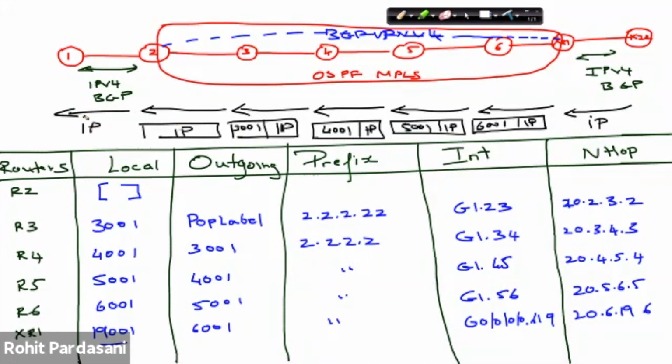Now this is when there is no VPNv4, everybody's in the global routing table. But what if I want to segregate the customer? So this time I put this customer in VRF A, and I put this in VRF A. Now, since the customers are in the VRF, which is not in the global routing table, R2 and XR1 need to establish VPNv4 neighborship. Only then can they exchange routes or VPN labels.